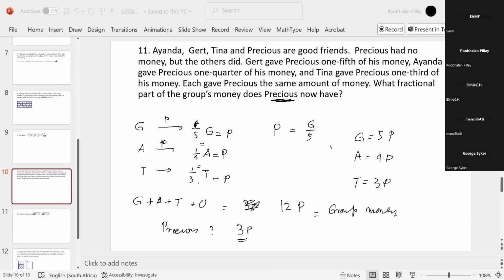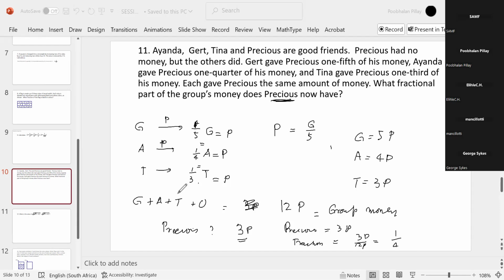So altogether, she would have had P for each of the other 3, and all of them would give the same amount. So she's got 3P. Precious has got 3P. So the fraction that we are speaking about is whatever she has got, which is 3P, over the group's money, which is 12P. And again, 3 times P over 12 times P, P's cancel, 1/4.